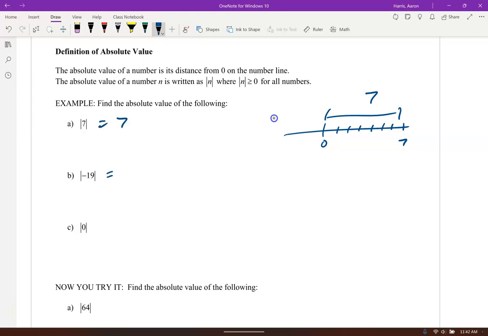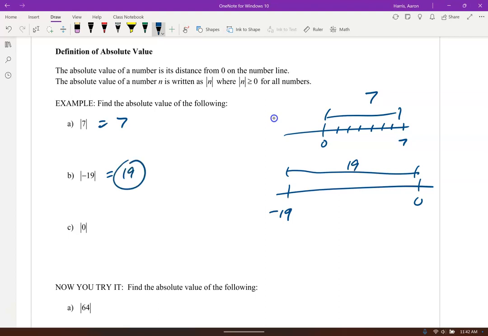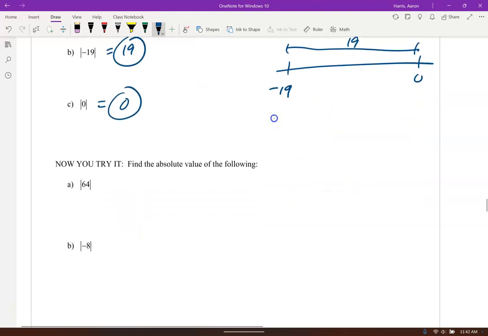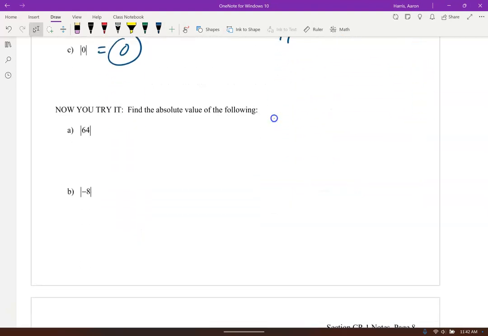What's the absolute value of negative 19? So you got negative 19 down here. What's its distance from 0? 19 units. What's 0's distance from 0? 0. Go ahead and try that. Absolute value 64. What's its distance from 0? What's the distance of negative 8 to 0? And it is positive 8.